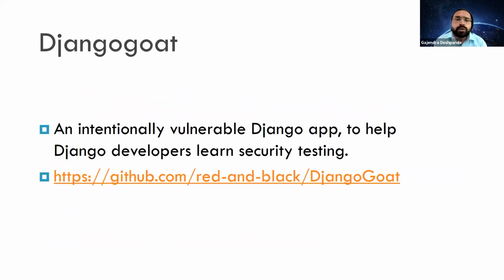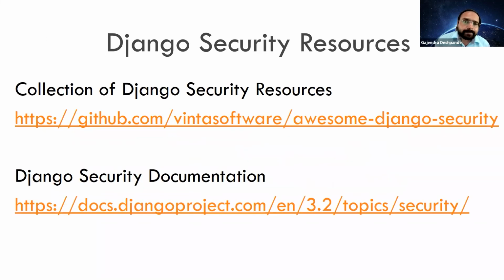The next is Django Goat. It is for those who want to learn penetration testing or security testing related to Django. It's an intentionally vulnerable Django app. If you go to the OWASP website, you will find many GOAT applications there. For example, you will find them for PHP, for .NET, right? And JavaScript you will find. They are basically used to train a person in learning security testing.